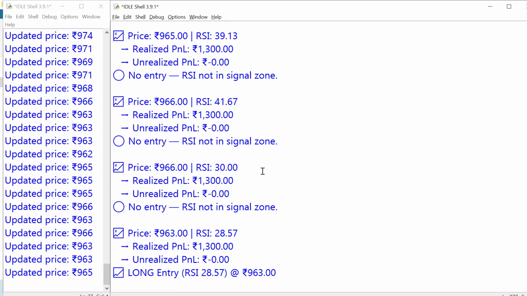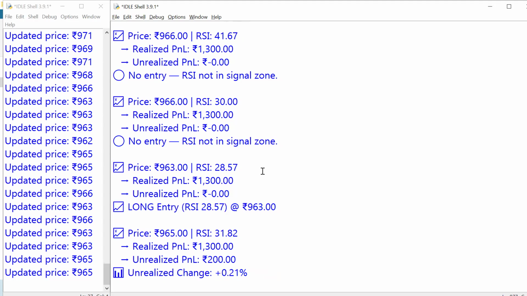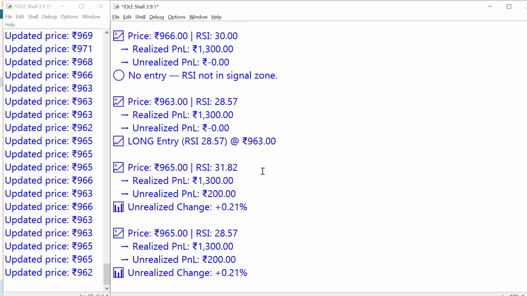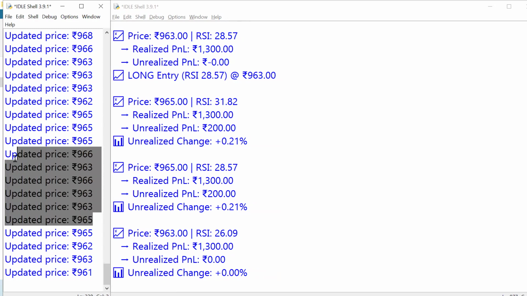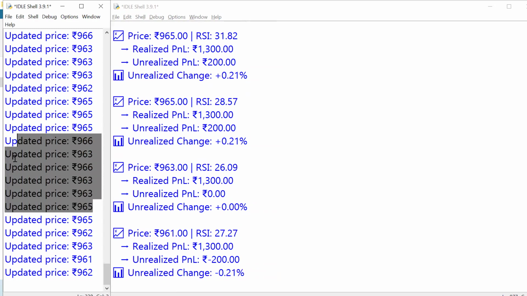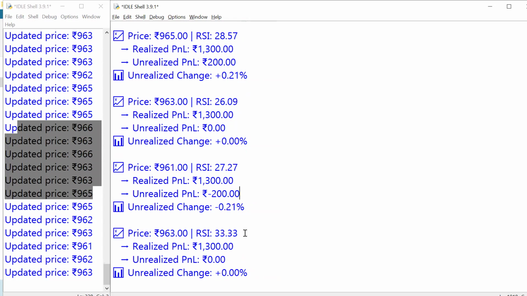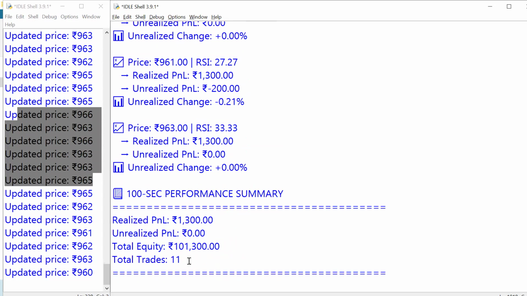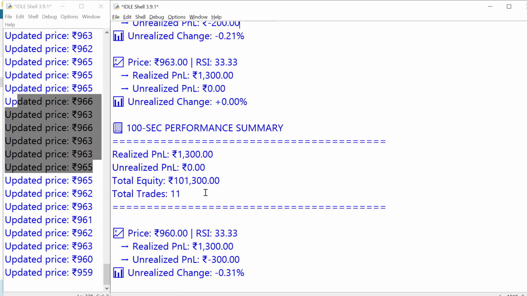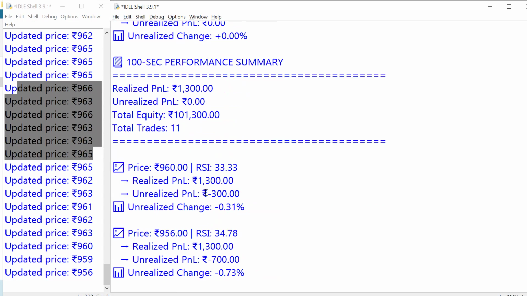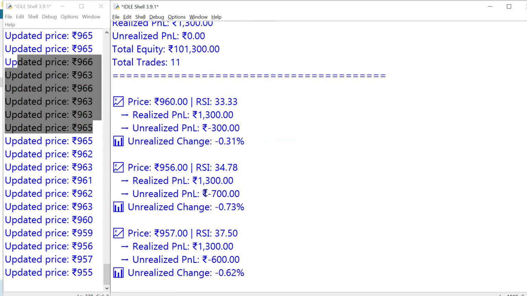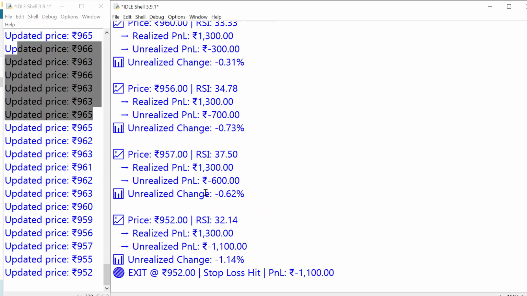Okay, we have one more long entry. See, this is the beauty of the algo. I already told you I have no control over it. This keeps on changing randomly. I have only control over this. Okay, we have 11 trades total and almost 1% return. It's completely okay. We are running it for almost 8-10 minutes.